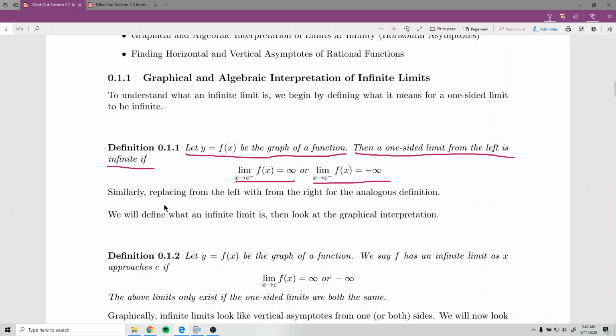And we can do the same thing for the right, which is why I didn't rewrite it. But if you replace from the left with from the right, meaning you just have a plus here, same idea. All right, so we just say a limit is infinite if when we evaluate the limit, we get infinity or negative infinity.